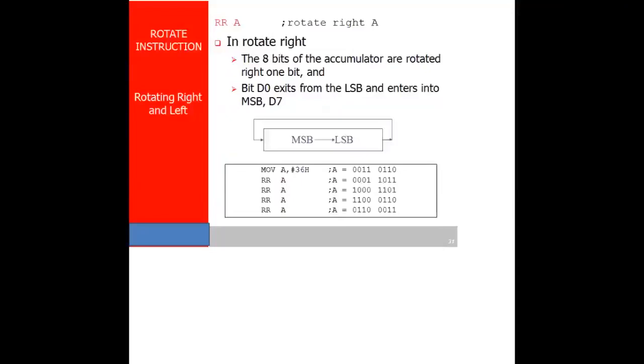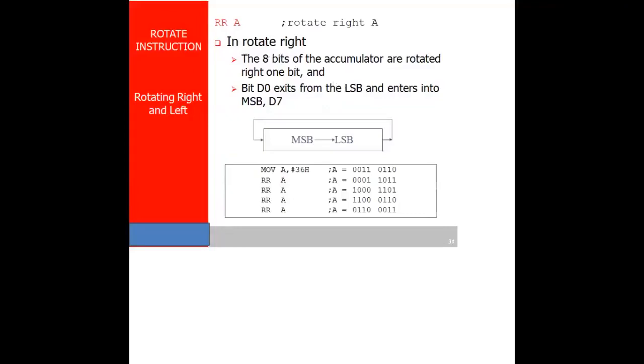Now we shall discuss the rotate instruction. Okay, so it is also a very important instruction used by the 8051 microcontroller. First of all, I shall discuss rotating right and left. In the rotate right instruction, the 8-bit data stored inside the accumulator is rotated right by 1 bit.